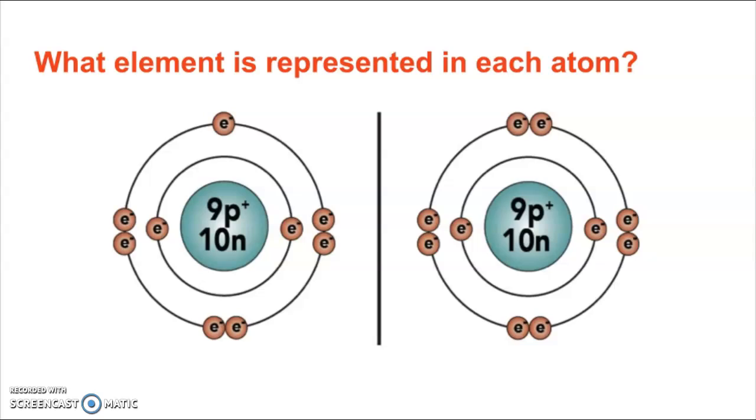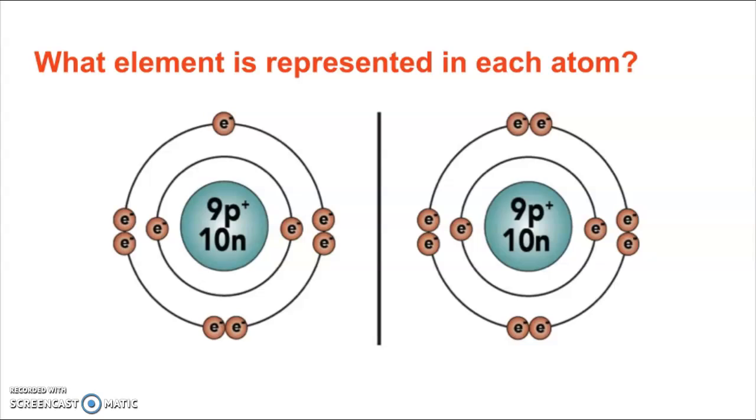Before we begin, let's analyze the two atoms that are on your screen right now. Based on this, what element is represented in each atom? The correct answer for the atom on your left, or model A, is fluorine, right? Because I know that if I have 9 protons, my atom must have an atomic number of 9, which represents the element fluorine. The element on your right side also has 9 protons, which means that it is also fluorine, okay?